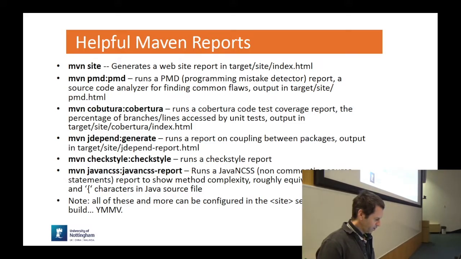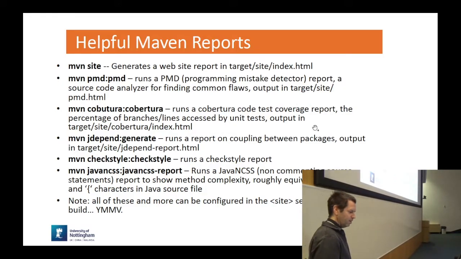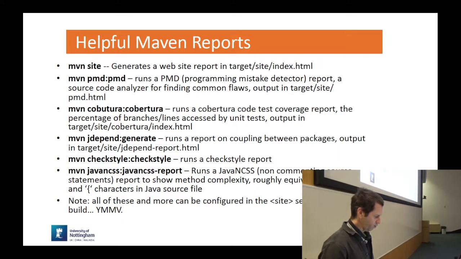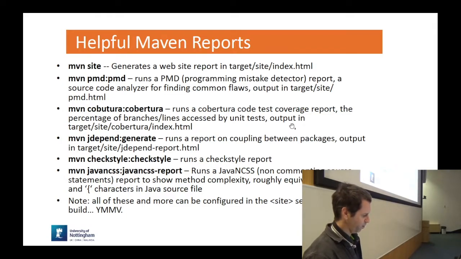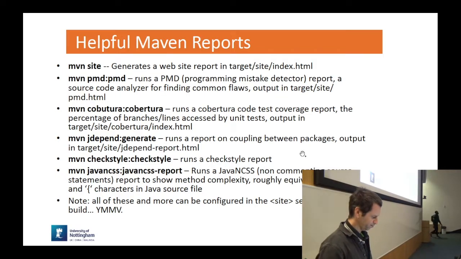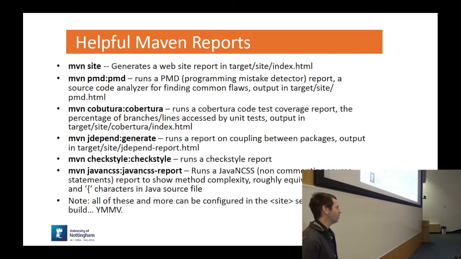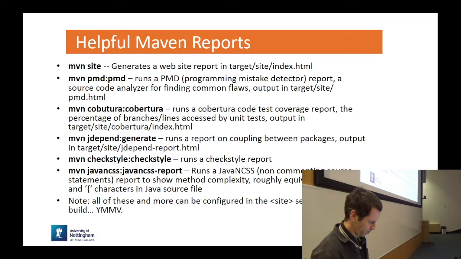Right, there's a code testing coverage report, to find out what percentage of your code is actually being tested. There's a report on coupling between packages that looks at your dependencies. There's a report about the style of your code, and so on. So lots of reports are possible to analyze your source code. That would be a good exercise to run some of those reports on the snake game, but that's a little bit beyond the scope of this module and this coursework.